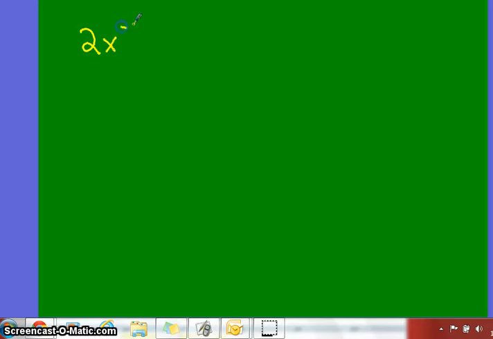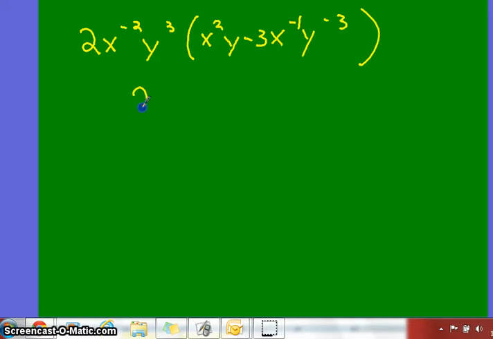So 2x to the negative second power y to the third times, in parentheses, x squared y minus 3x to the negative first power y to the negative third power. And I am going to simply write out all the steps so you can see them. So as I distribute this, you can see clearly what I have going on. Clearly, as far as my handwriting goes.